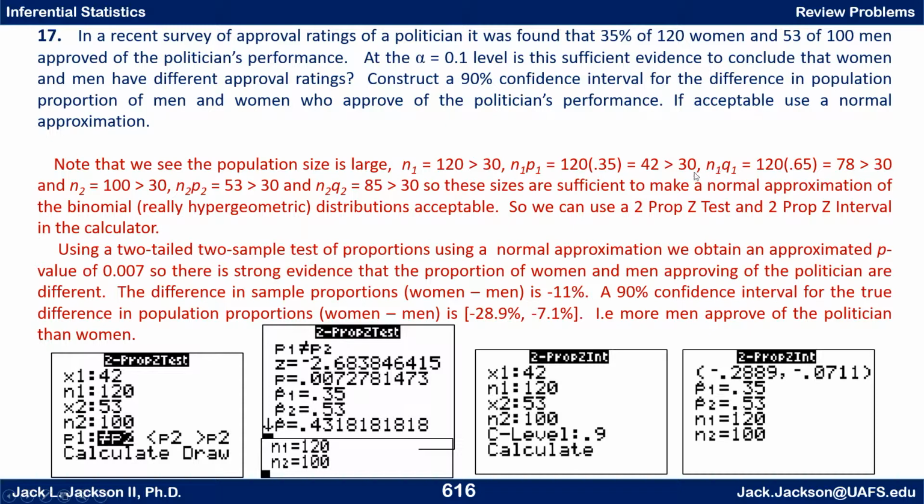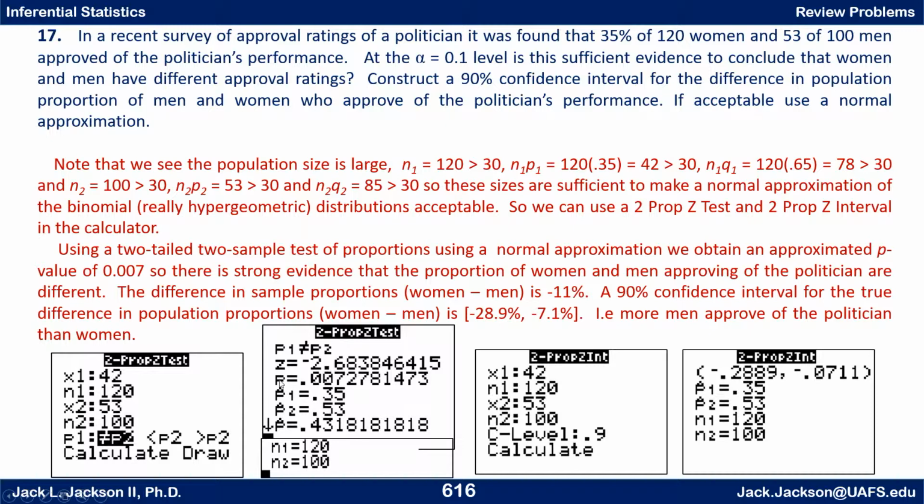And N2, P2 is 53. Well, it just says 53 of 100, so that's already told us. That one we didn't have to multiply. So anyway, that gets these four numbers. We're just doing for difference, so we do not equal to. Calculate that. There's our test statistic and so forth, all the information about the proportions.